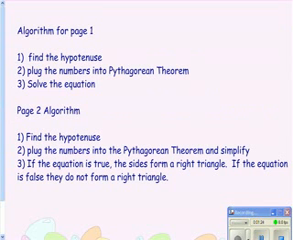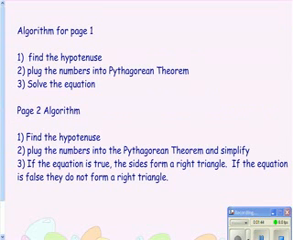Find the missing letter. For the second page, they're going to give you three sides and ask you if it can be a right triangle. So again, you have to find the hypotenuse. They don't give you any pictures, so you need to figure out which one is the longest, and then plug the numbers into the Pythagorean theorem and simplify them.